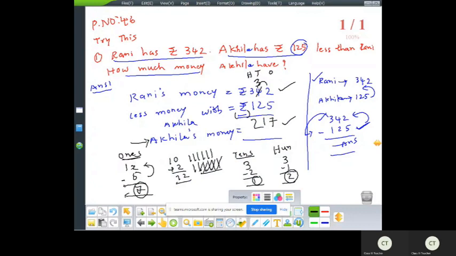Dear students, there are three more problems. These are also statement problems. In these problems, we write the statement along with the solution.